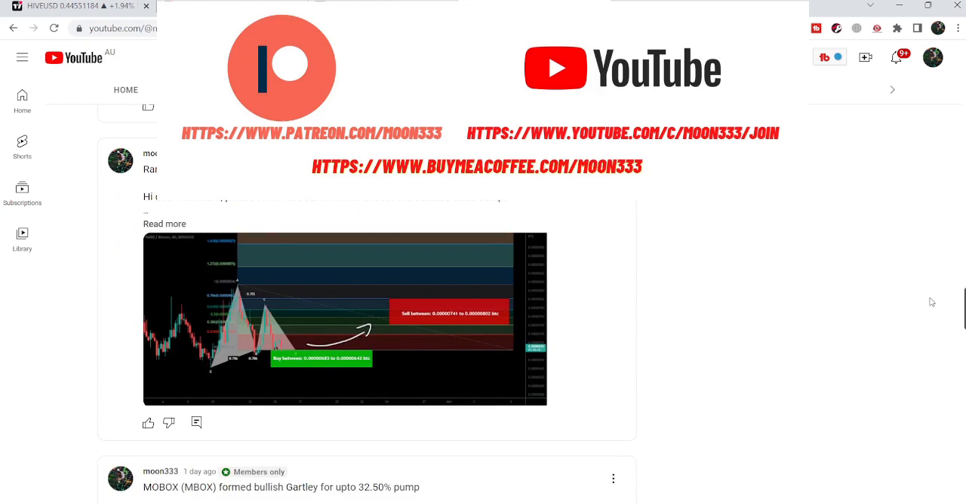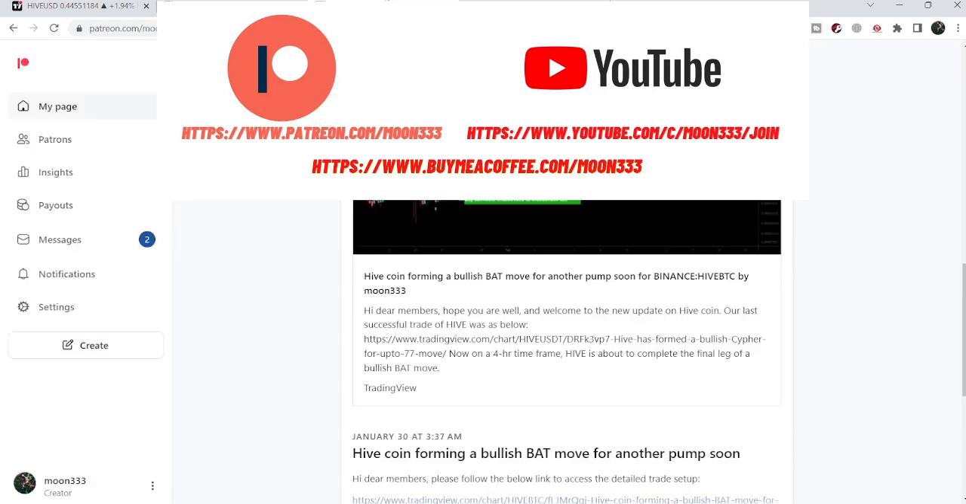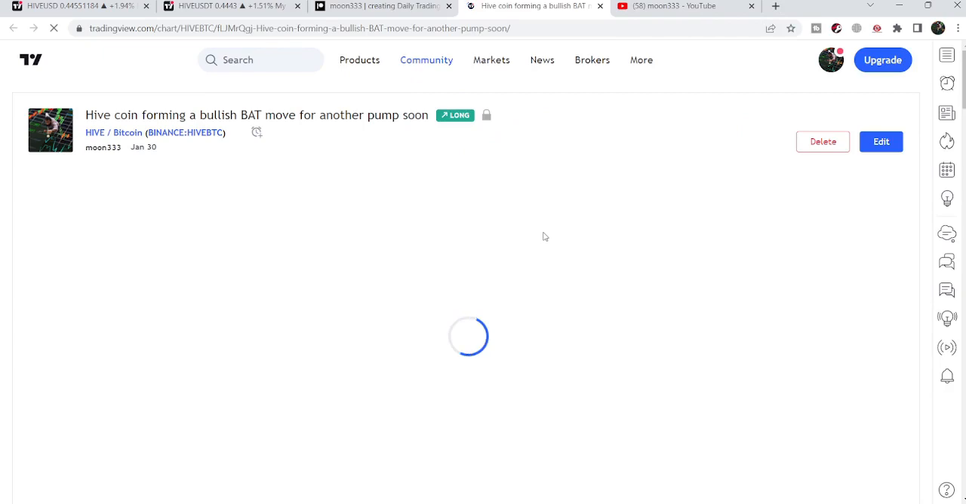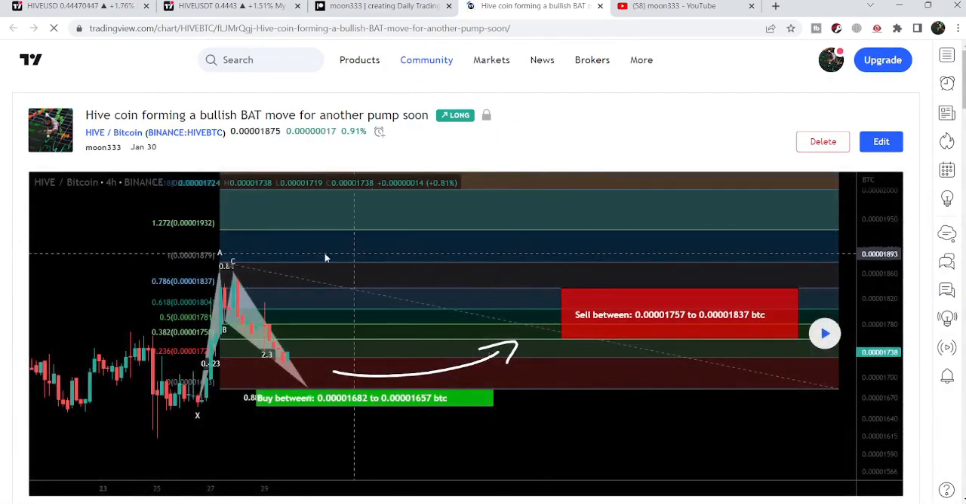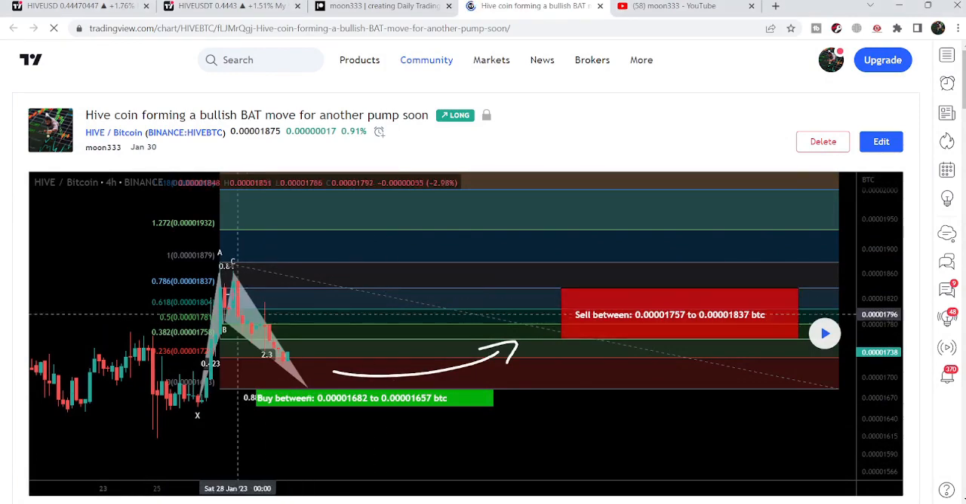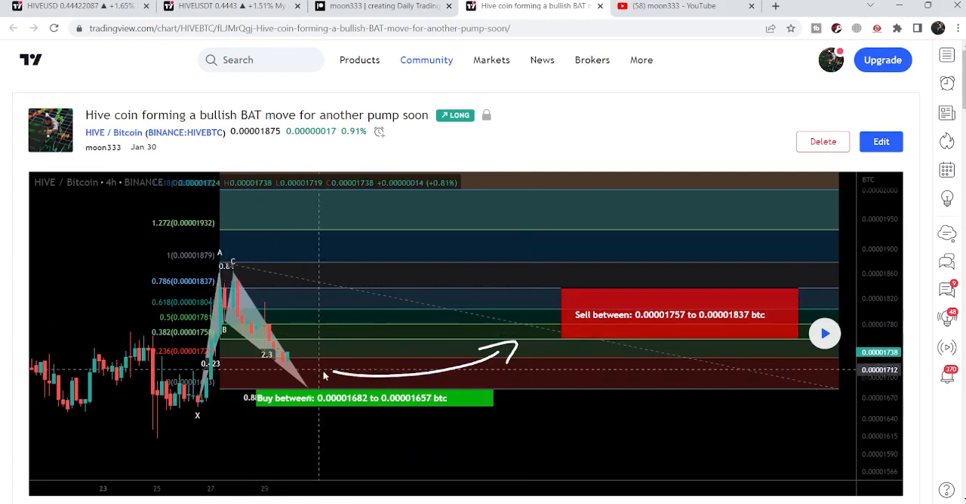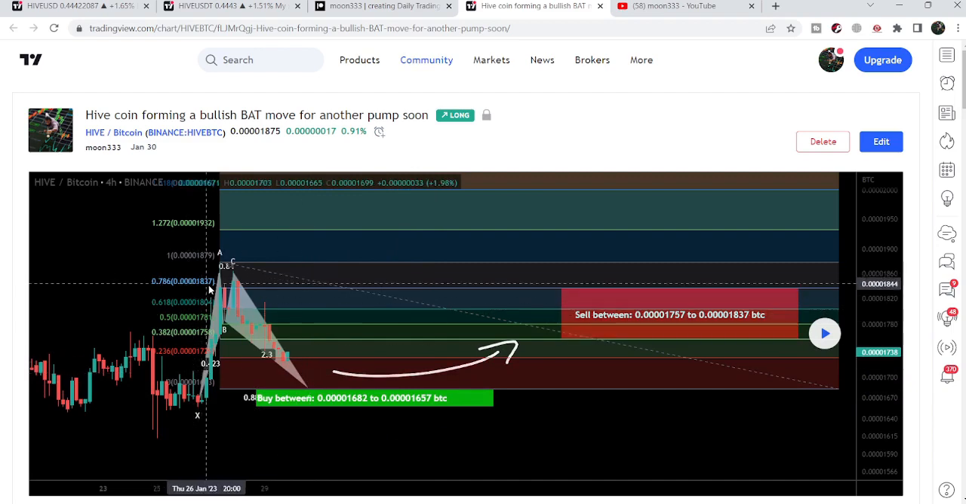So let's start the analysis. First of all, let me begin with my most recent trade signal of Hivecoin that I shared a few days back with my members on 30th of January 2023, and that was a harmonic bullish reversal Bat move. You can see when I shared this idea, it was completing the final leg of this Bat move. Therefore, I told my members that we can wait for the price line on this 4-hour time frame chart to drop more and complete this final leg of the Bat. And by the way, this pattern was formed with the Bitcoin pair on the 4-hour time frame chart. And after the completion of this leg, we can expect a price reversal.